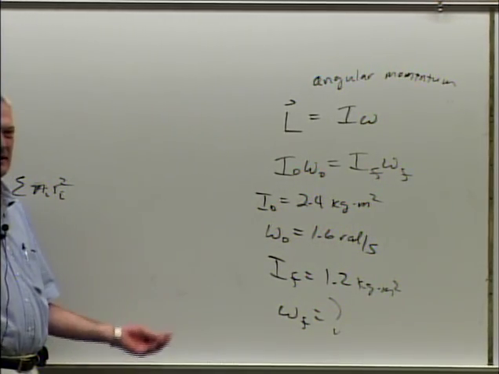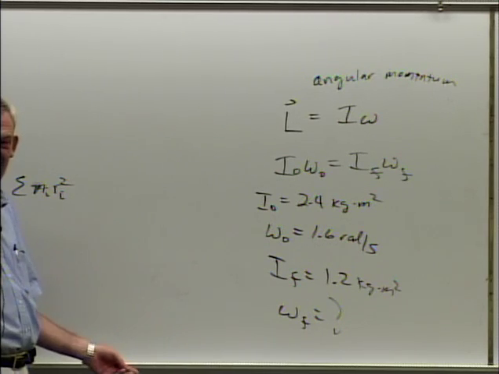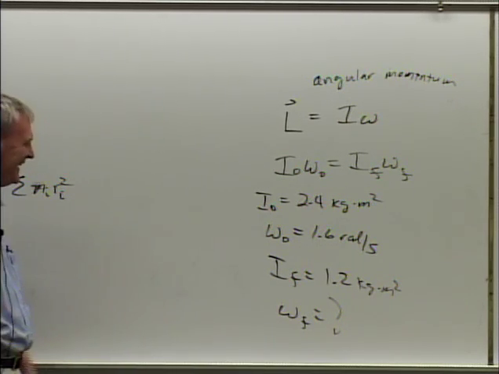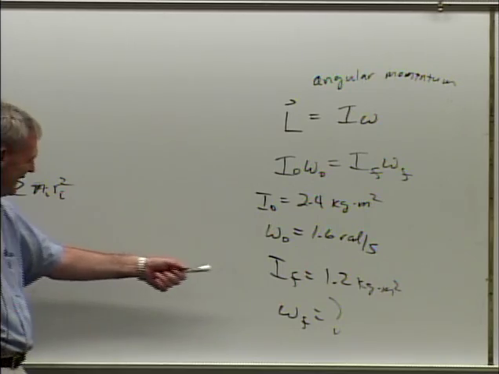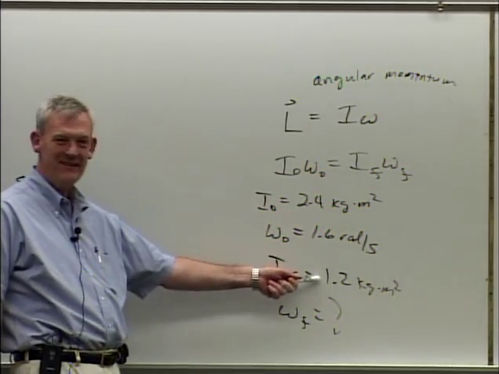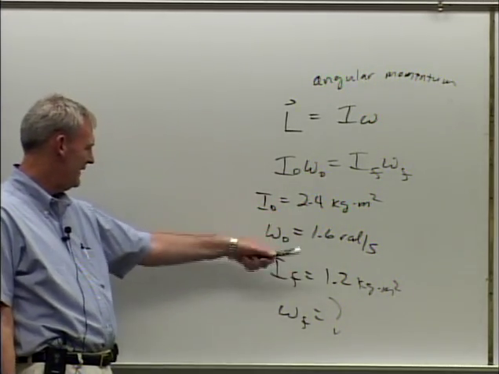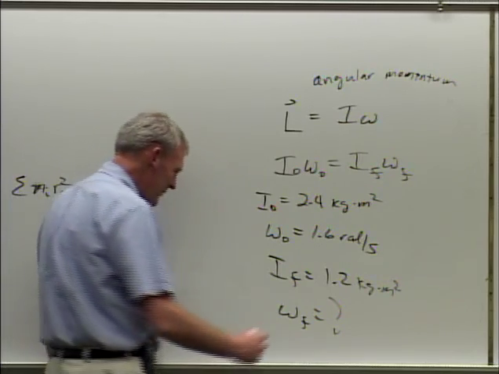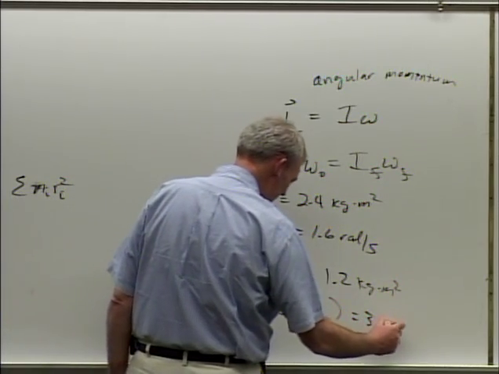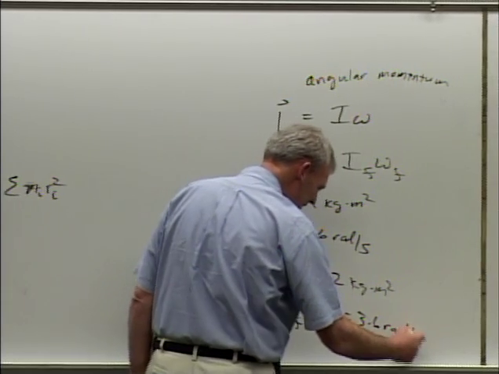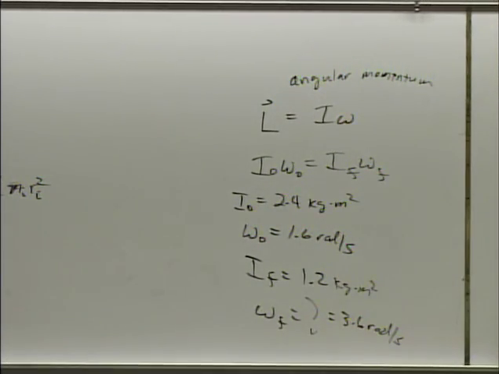That's probably the easiest problem you've had all year. Because I can multiply these two and then divide by this one, basically it'd be 3.6 radians per second. So when he brings his arms in, he starts spinning faster. So there's one of your problems.